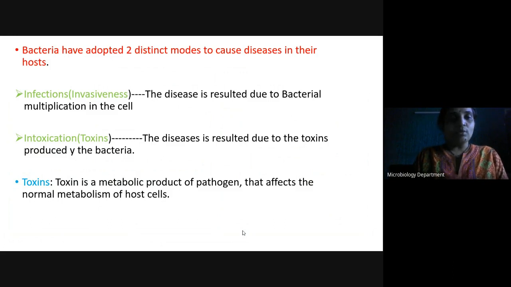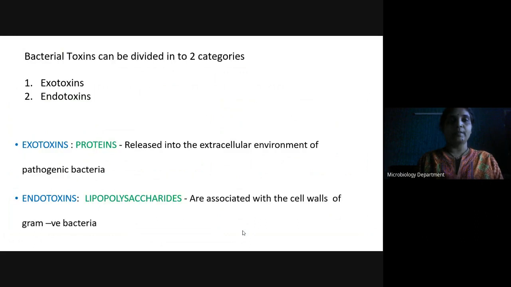Mainly, we are focusing on bacterial toxins. Toxin is a secondary metabolite of the pathogen that affects the normal metabolism of the host cell. And bacterial toxins can be broadly divided into two categories, exotoxins and endotoxins. The name itself indicates that exotoxins are chemical substances released out into the extracellular environment. And the chemical nature of these exotoxins is protein.